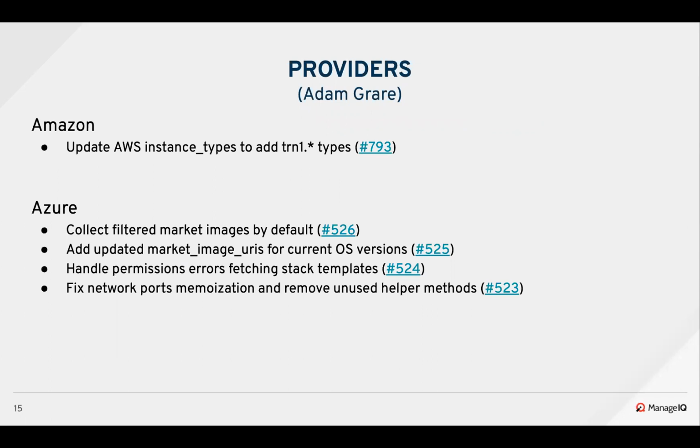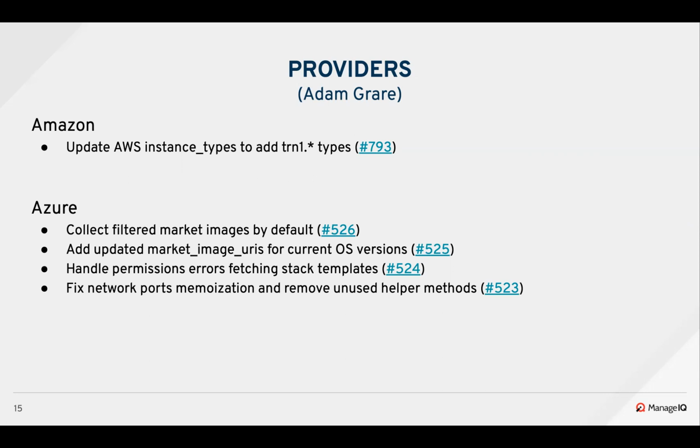For Amazon this sprint, we updated the list of instance types to add the new TRN1 types, so they'll be available for provisioning in the next build. For Azure, we made some changes to collect the filtered images by default. These are things like RHEL 7, RHEL 8, Windows Server. They were an option. You could change the advanced settings to collect them, but it was defaulted to off.